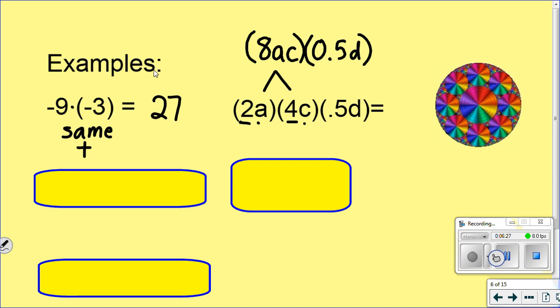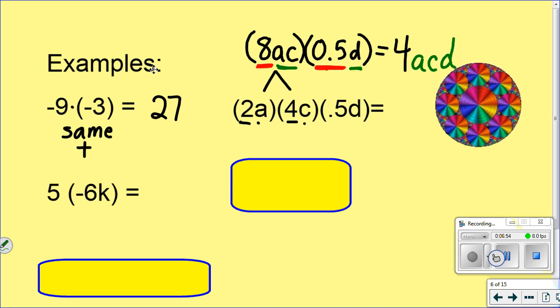So I'm going to think about it this way. This is 1/2, right? So 1/2 of 8. Remember, multiplication and of are the same thing essentially. So 1/2 of 8 is 4. And then I still have my AC, my D. So it's going to be A, C, D. So 4ACD.